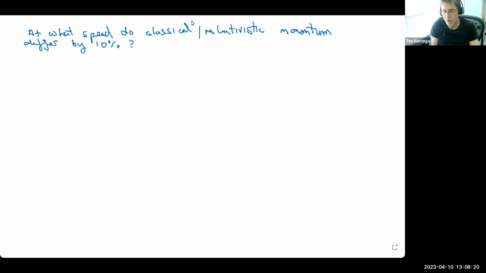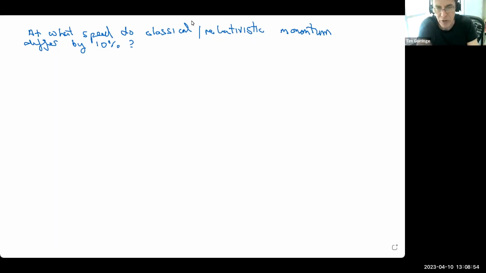Wanted to work through a problem that involves momentum. It involves classical momentum and relativistic momentum, and a comparison of classical momentum and relativistic momentum. So the question asks, at what speed, or how fast, does a particle travel such that the relativistic momentum of the particle and the classical momentum of the particle differ by 10%.